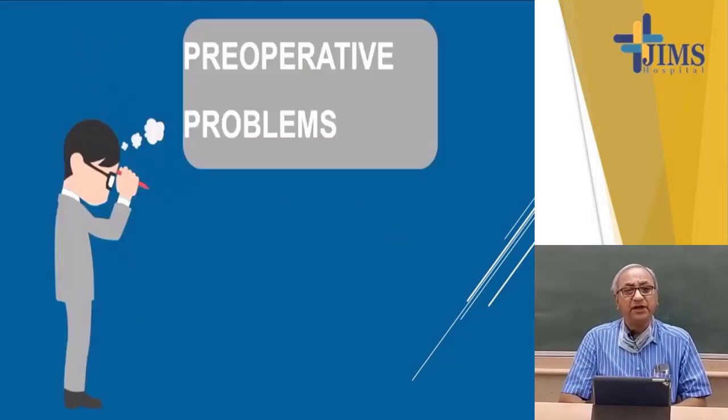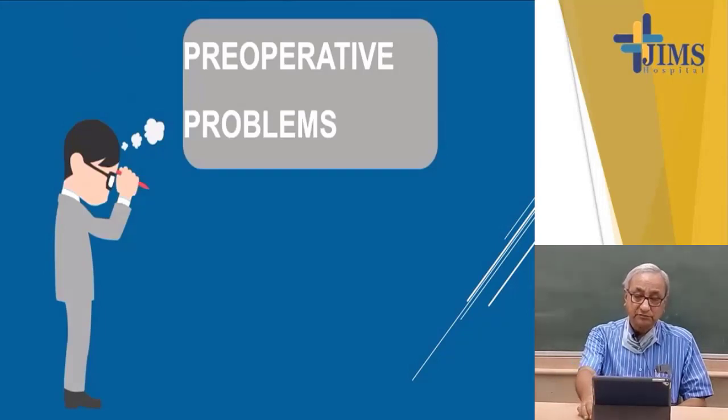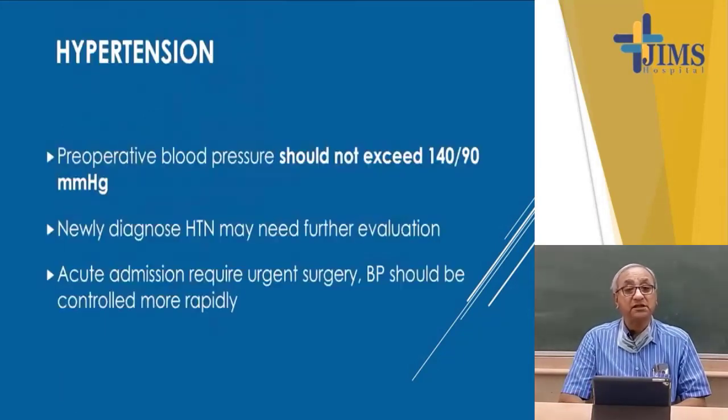What are the preoperative problems? Number one is hypertension. It's a number one problem. Preoperative blood pressure should not exceed 140 by 90 millimeter mercury. Newly diagnosed HTN must be put on drugs to reduce the blood pressure. Acute admission for acute emergency or urgent surgery, they need to have their blood pressure brought down immediately by the anesthetist.